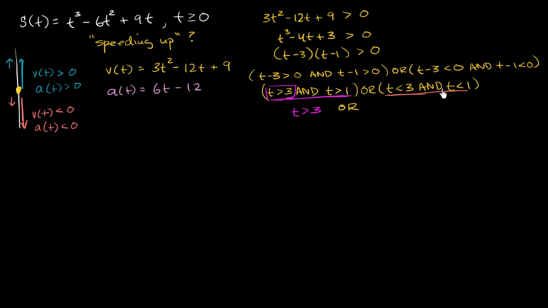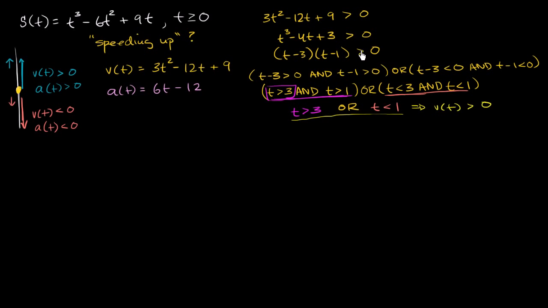So we can rewrite this part of the expression as t is less than 1. This right over here is the case where our velocity is positive. Let's just remember that. If t is greater than 3 or t is less than 1, then v of t is greater than 0.